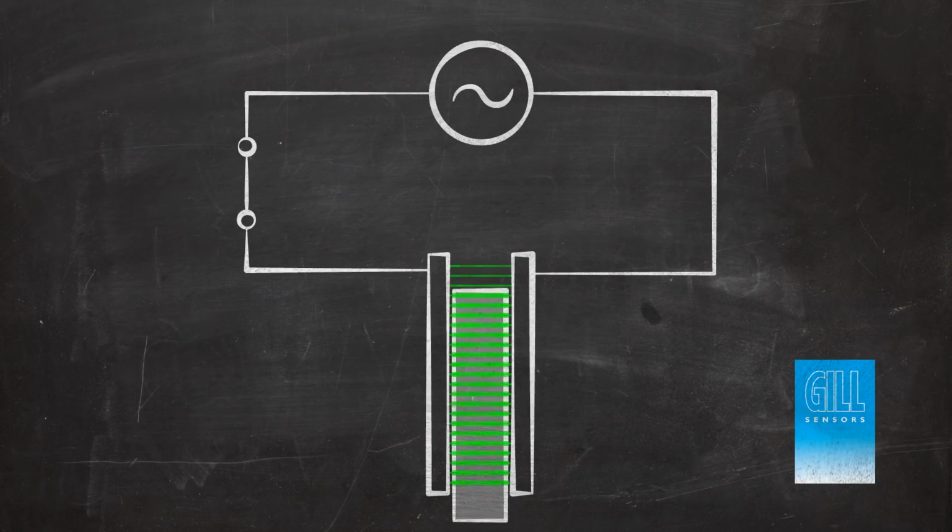By placing non-conductive material between the electrodes, the ability for the capacitor to store energy increases, and so the capacitance increases. This material between the electrodes is referred to as the dielectric.